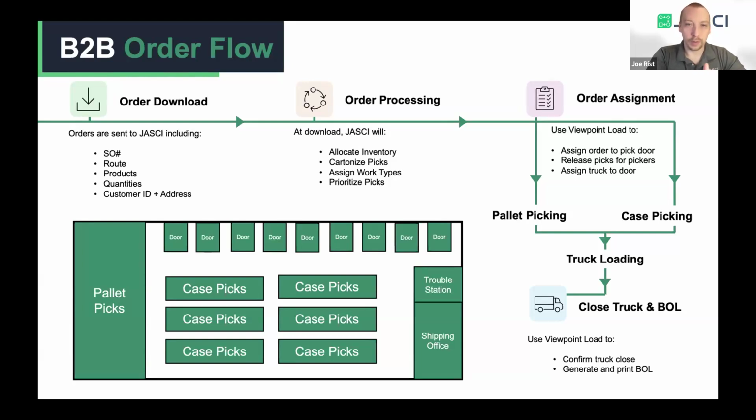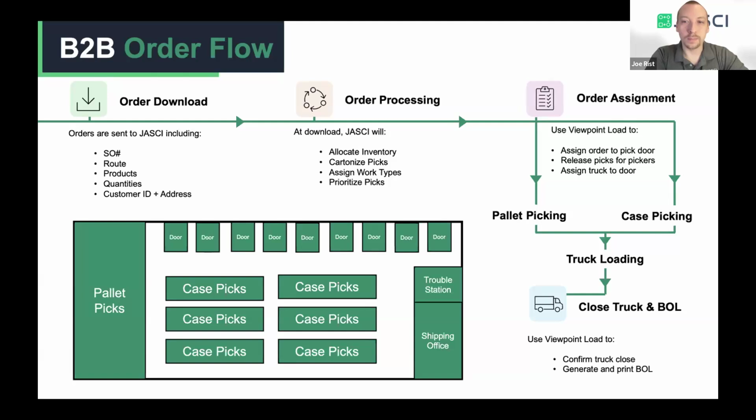After the order processing, when we've got the work type, the inventory allocated and the prioritization, we then go into order assignment. This is a step that's done by the user. You use our viewpoint load screen to select which door you ultimately want those orders to go to. We're going to show the viewpoint load on the next slide. That is basically a screen where you can assign orders to a picking door, release the picks to the pickers, and also assign a truck to the door. There are additional functions that come a little later in the process at viewpoint load, so you're going to use it multiple times.